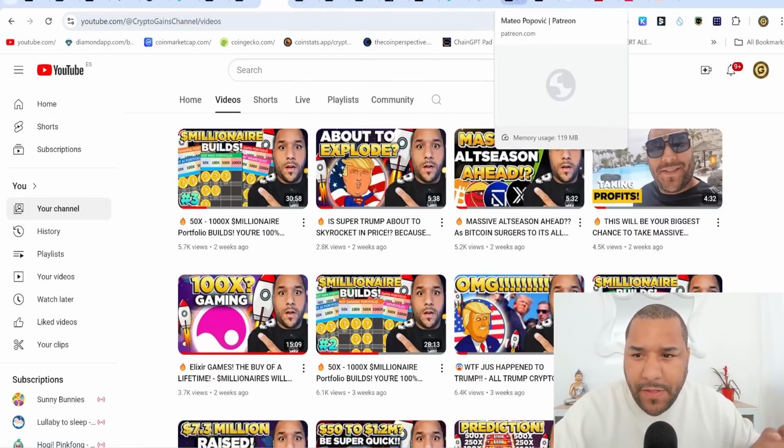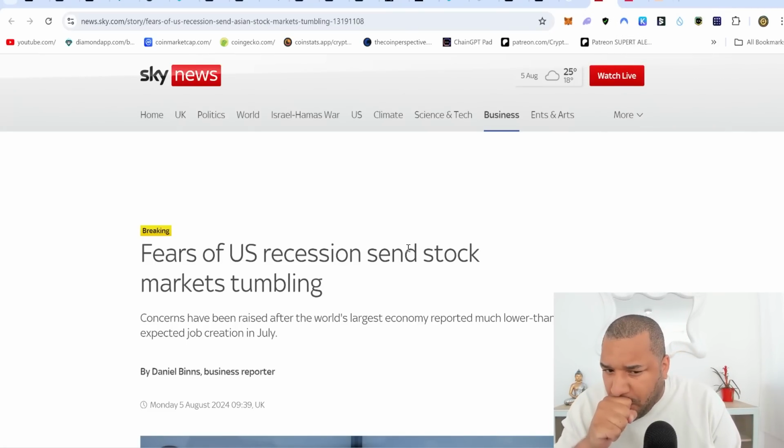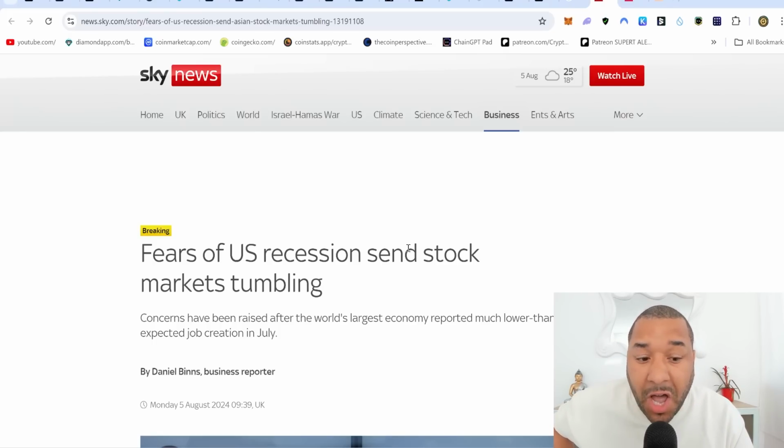Now, the reason this is all happening, take a look at this. Fears of the US recession sends stock market tumbling. So it's not just the crypto space. The stock market has been crashing like crazy. I've been looking at some of the important stocks over here. Which one? Let me see if I can grab it out real quick. Have I got it up?